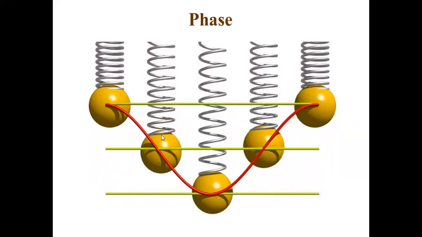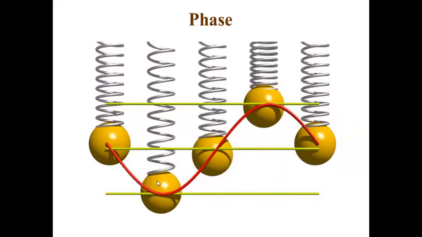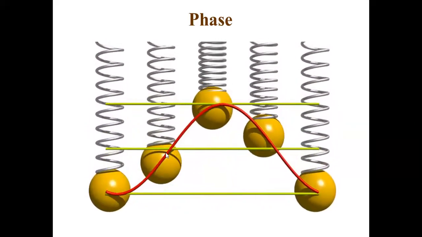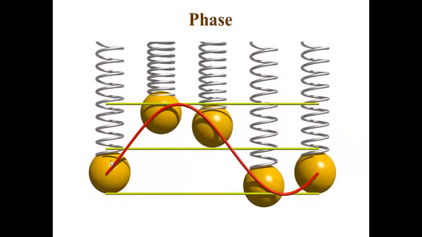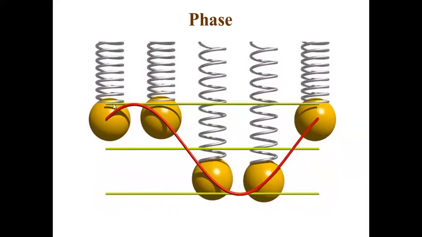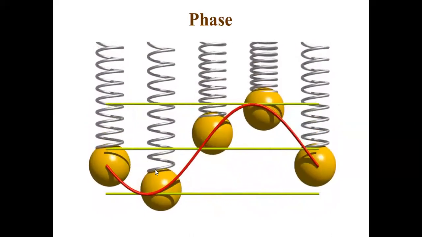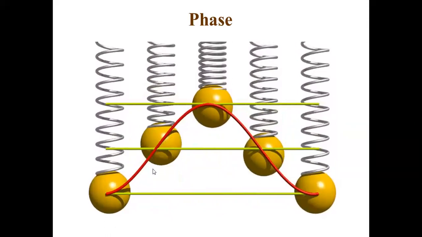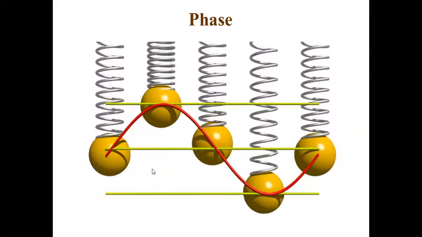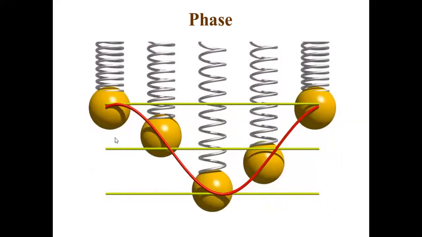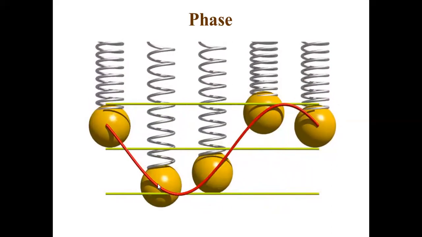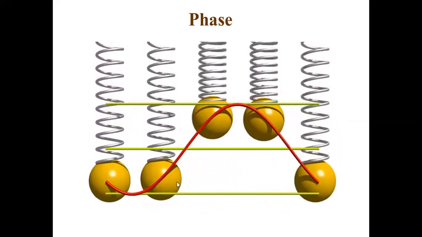What about neighboring molecules? This one and this one. When this is at 0, this is at maximum. When this is at maximum, this is at 0. That is 90 degree phase difference. Sin theta and cos theta have a phase difference of 90 degrees. You have seen that yesterday in the previous class. So when this is at maximum, this is at 0. This is -1, this is 0.